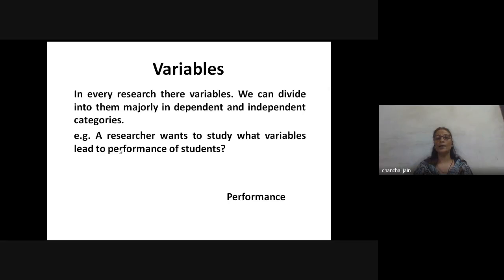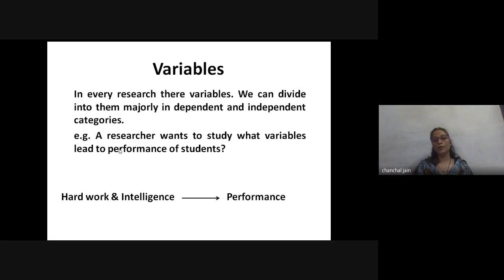Now we can understand with an example what dependent and independent variables are. For example, a researcher or a teacher wants to measure the performance of students. So the question arises, what can be the independent variables which can lead to the performance of students? Here I am taking two variables: hard work and intelligence. These two variables lead the performance of students. But are only these two variables enough to affect the performance of students? No, there can be some other variables as well.